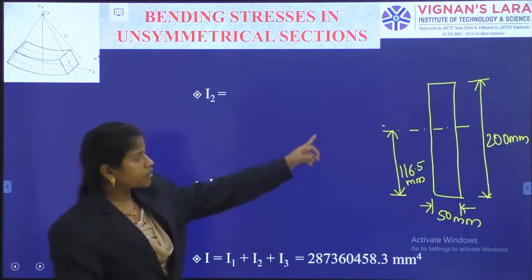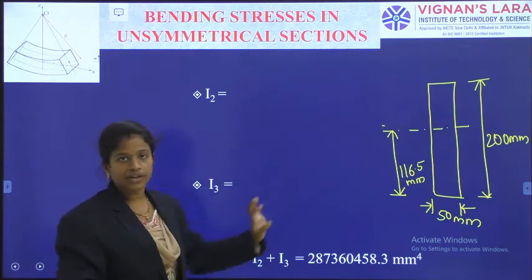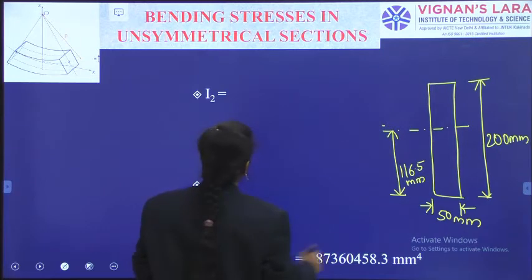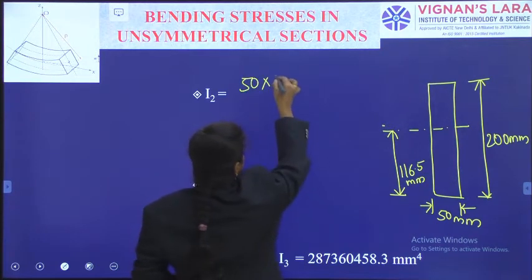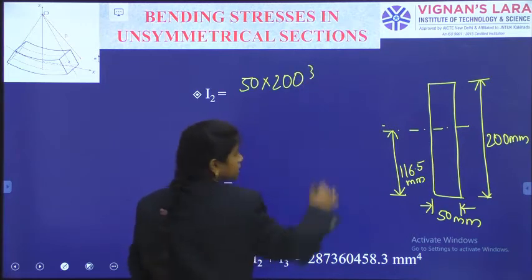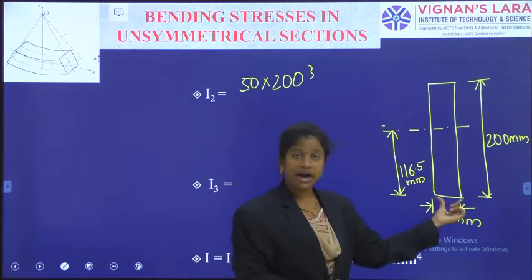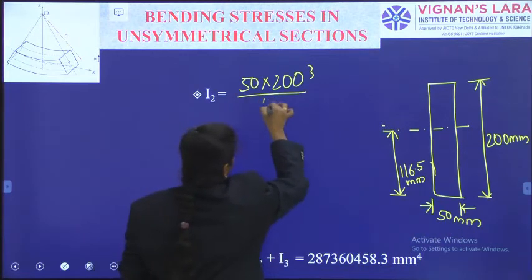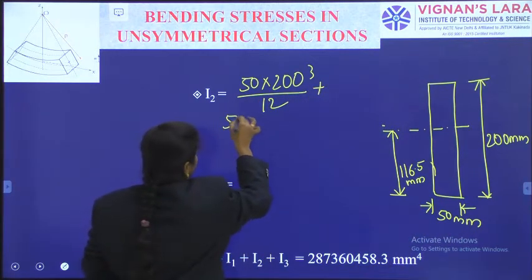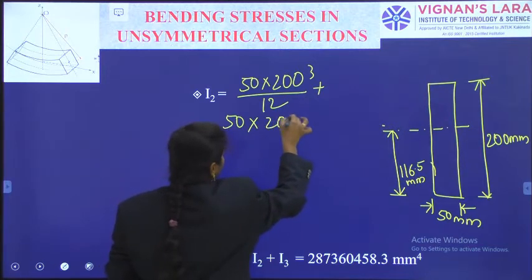Now, about that axis, I need to write the moment of inertia of the section. Again, B is 50, D is 200 here. See here, what is the measurement which is parallel to the axis? That is B, that one is 50. And the next one is D. So, BD cube by 12 plus 50 into 200.